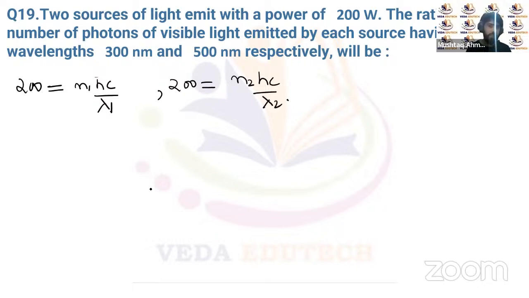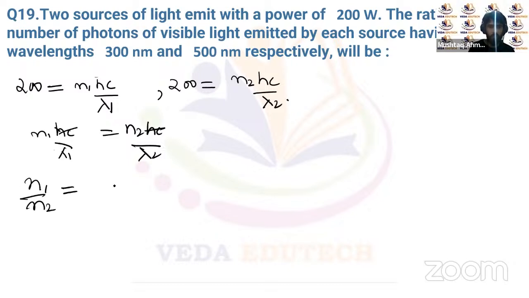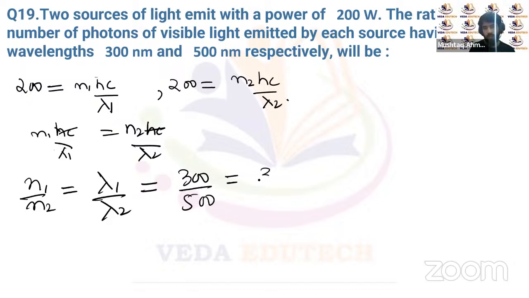Now from here you can see that N1 hc upon lambda 1 will be equal to N2 hc upon lambda 2. So hc and hc will get cancelled. So N1 upon N2 will be lambda 1 upon lambda 2. The value of lambda 1 is 300 and the value of lambda 2 is 500. So the ratio will be 3 ratio 5.